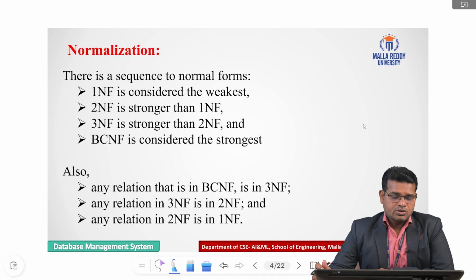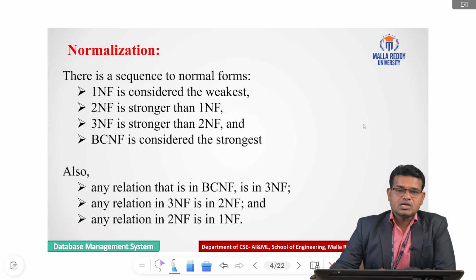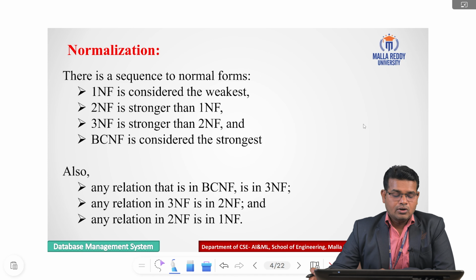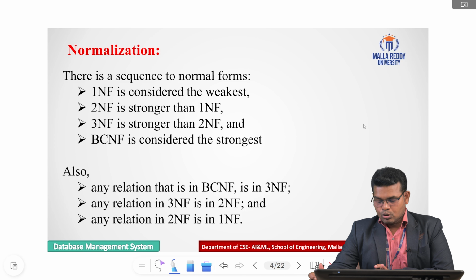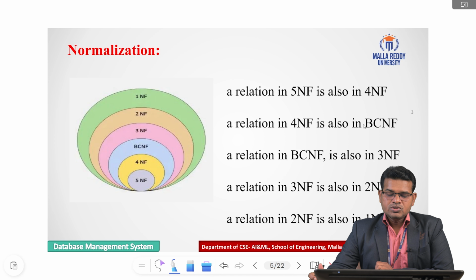So we'll see that first normal form is considered the weakest, second normal form is stronger than first normal form, 3NF is stronger than 2NF, and finally BCNF is considered the strongest among the four normal forms. Any relation that is in BCNF will obviously be in 3NF. Any relation that is in 3NF is said to be in 2NF, and any relation in 2NF is said to be in first normal form, because we achieve the normal forms one by one.